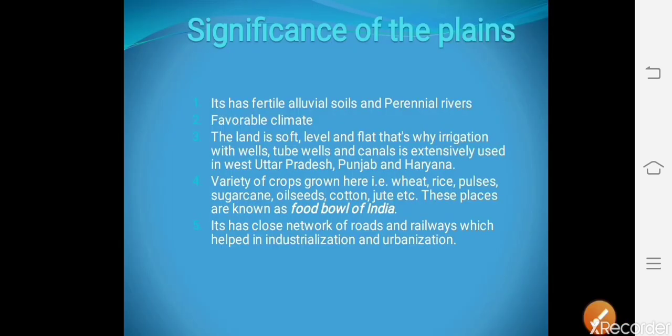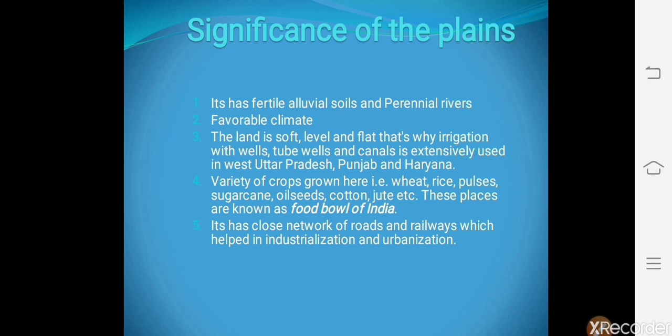The last topic related to the northern plains is their significance. What's the importance of these plains to the Indian economy? Or you can be asked this way also: which physical feature is densely populated and why? The answer is northern plains. Now, why is it important?